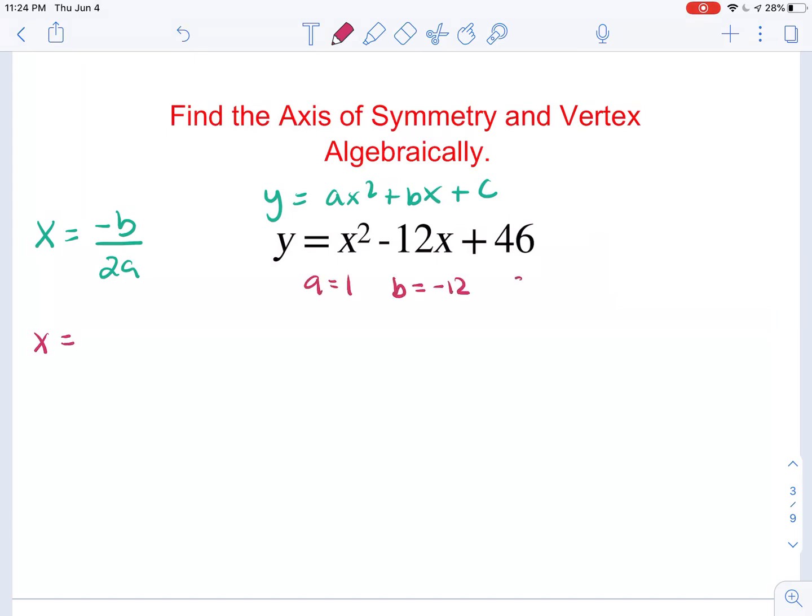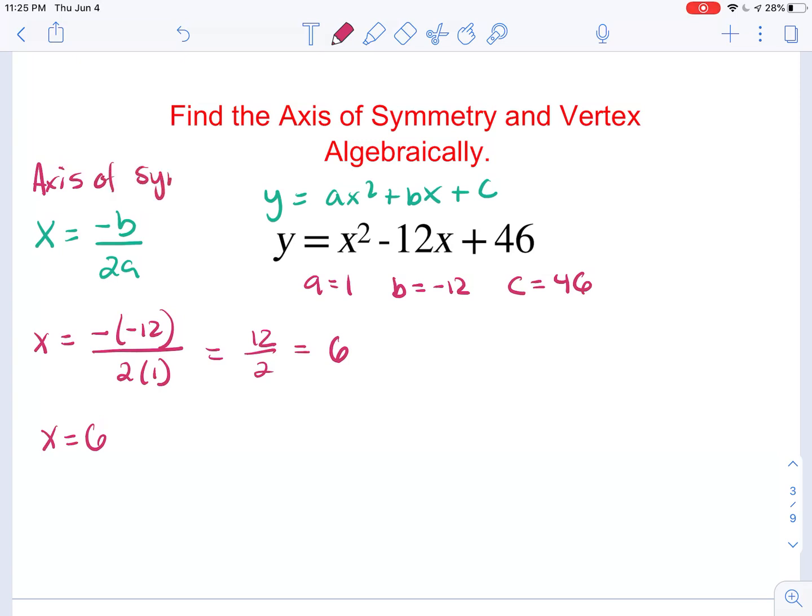Well, what is my a? It is 1. My b is -12, and my c is 46. To find the axis of symmetry, I plug in -12 for b, 1 for a. I get 12 over 2. I get x is equal to 6. So this graph will have its halfway point at x is equal to 6. So that is my axis of symmetry.